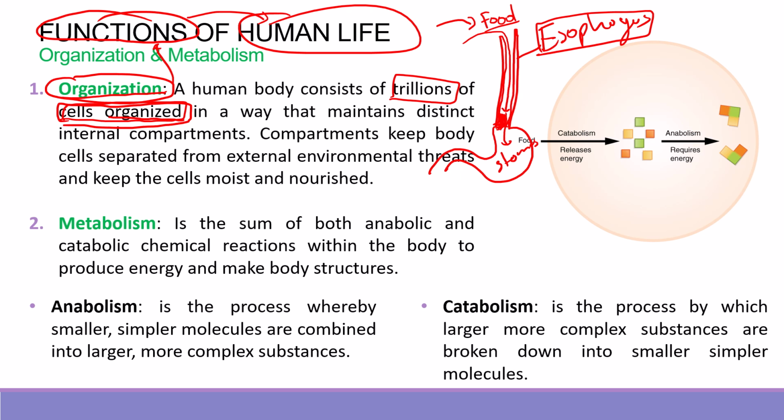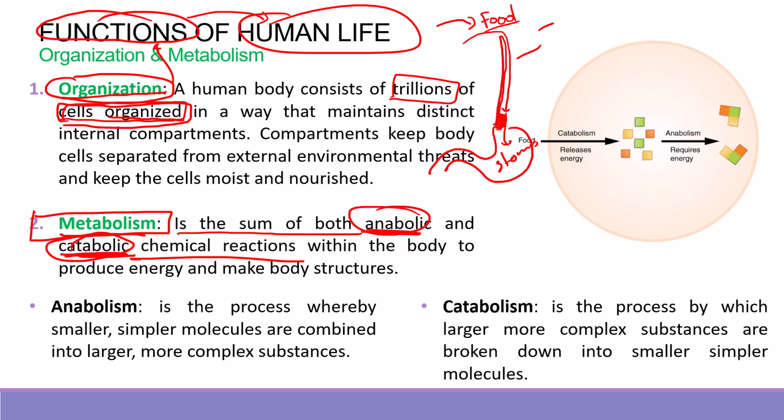The most important concept I would say next is metabolism. The concept of metabolism is the sum of both anabolic and catabolic chemical reactions. So we need to know the difference between anabolism, or anabolic, versus catabolism, or catabolic. The easy way to think about this is that anabolism, and I'm going to clean this on the screen.